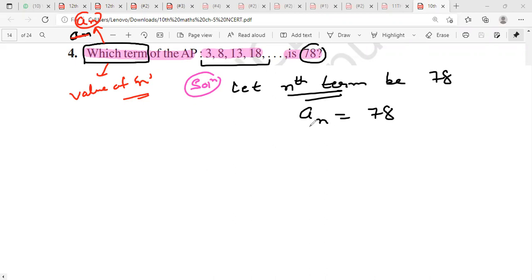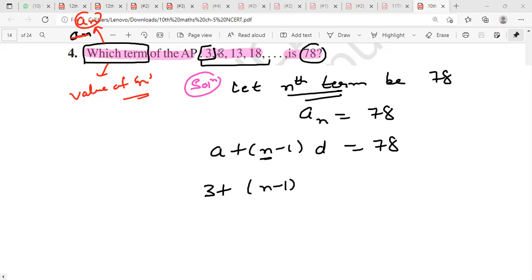nth term का मतलब an is equal to 78. What will be the value of an? a plus n minus 1 into d equal to 78. Now a is first term, that is 3, plus n minus 1, where n is the value we have to find. d means common difference. क्वेश्चन में गिवन है एपी, आपको जज नहीं करना है। a2 minus a1, तो 8 minus 3 करोगे it will be 5, equal to 78.